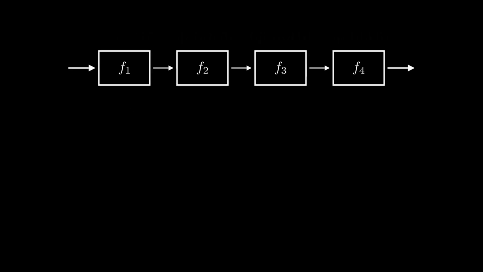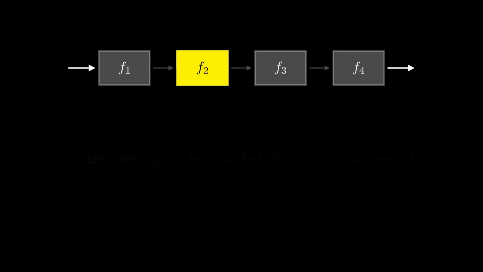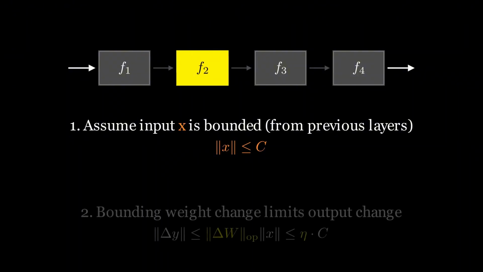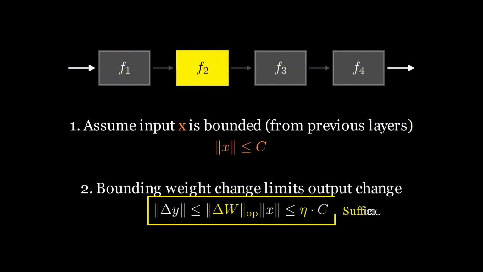The motivation given by the creators of Muon is a Lipschitz constraint in deep networks. In this view, we bound the output norm on each layer recursively. If we analyze a single layer in isolation and assume the upstream activation is bounded due to the previous layers, then a constraint on the operator norm is sufficient to guarantee a small output change at that layer.